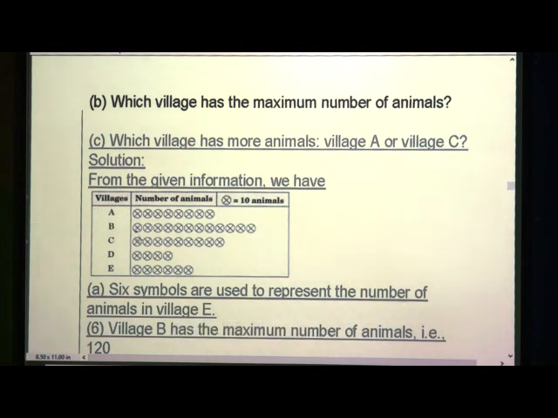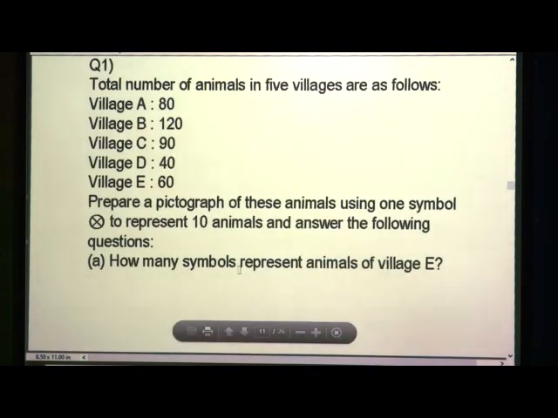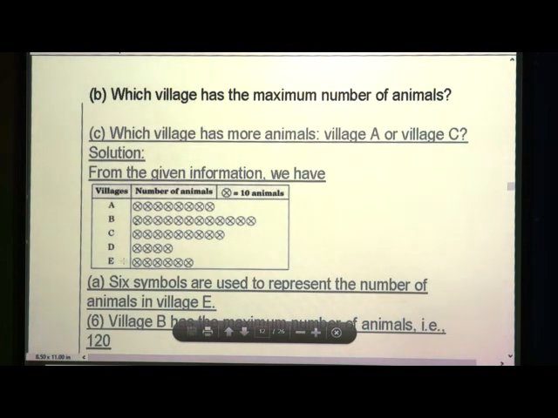Now we need to answer the questions by seeing the pictograph. See the first question, how many symbols represent animals of village E? 6 symbols. So the answer is, 6 symbols are used to represent the number of animals in village E. Which village has the maximum number of animals? We can see village B has the maximum number of animals.